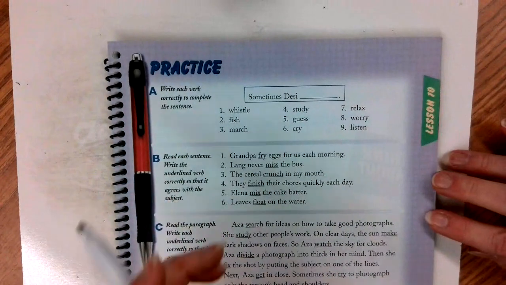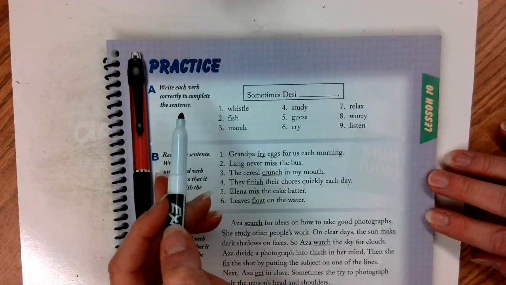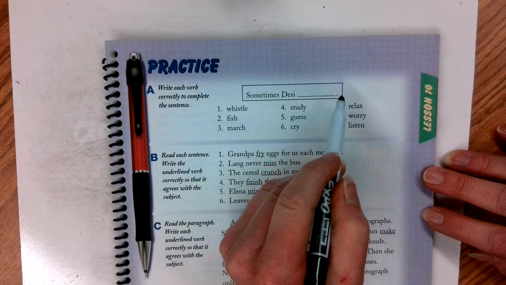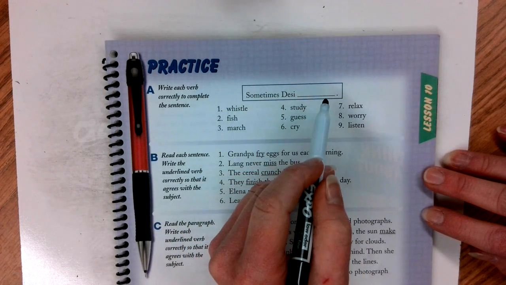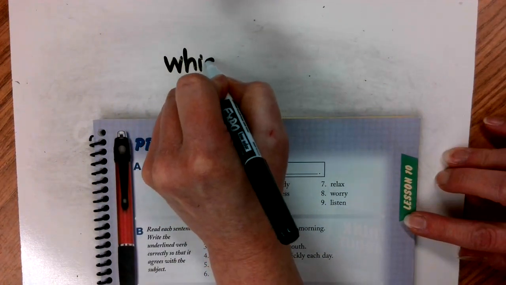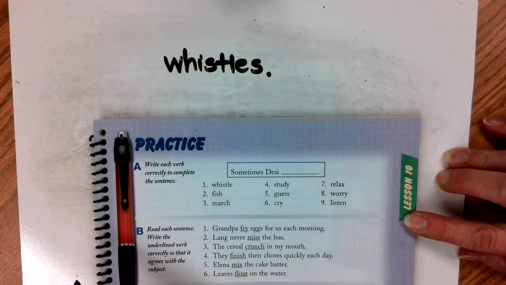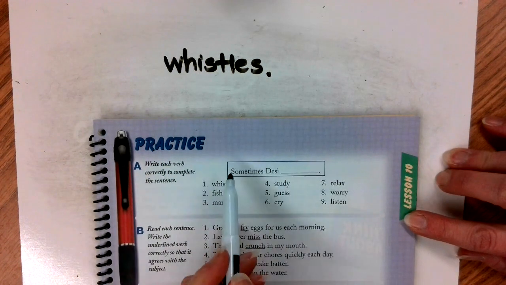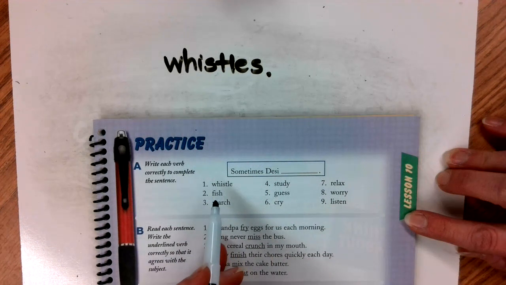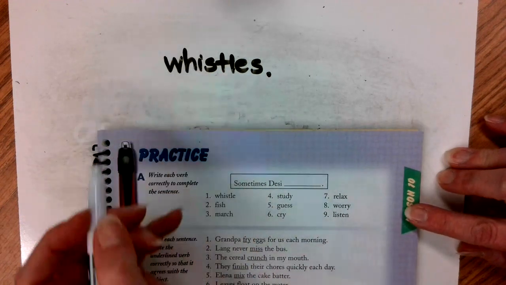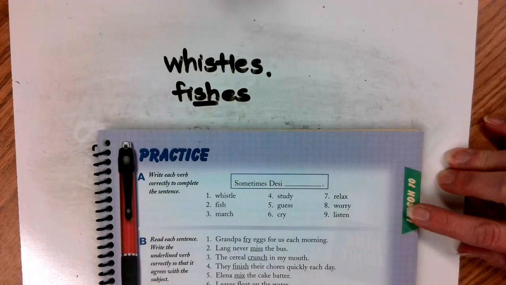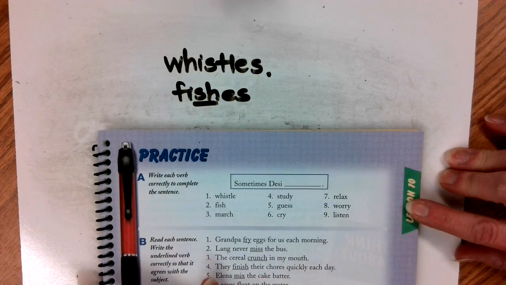On your assignment, the first part says write each verb correctly to complete the sentence. Here's our sentence. Sometimes Desi what? Do we say sometimes Desi whistle? No. We're going to say sometimes Desi whistles. We're just going to put an S on that. Next, sometimes Desi fish? No, sometimes Desi what? Fishes. Okay, fish ends with SH. So we need to put an ES on the end of it. All right.